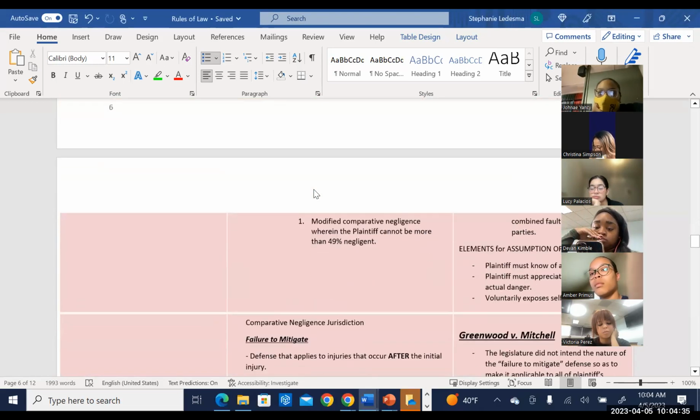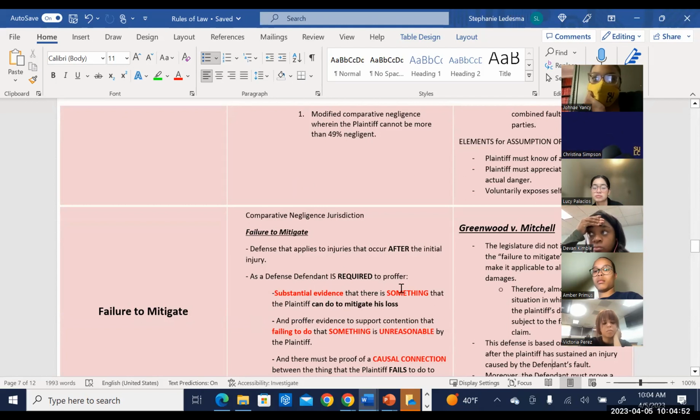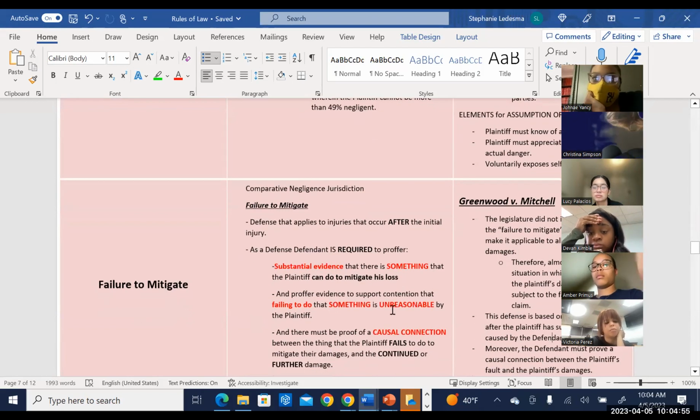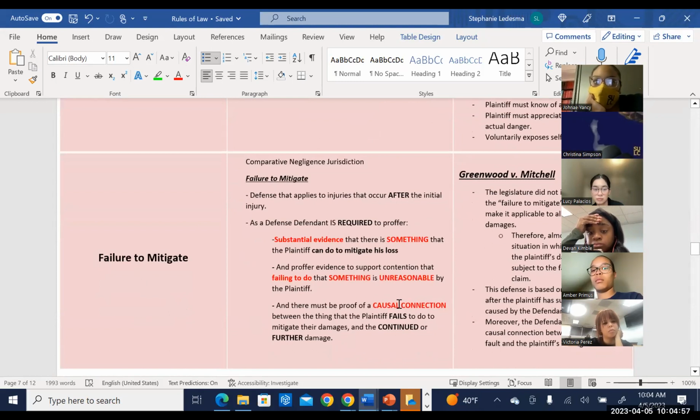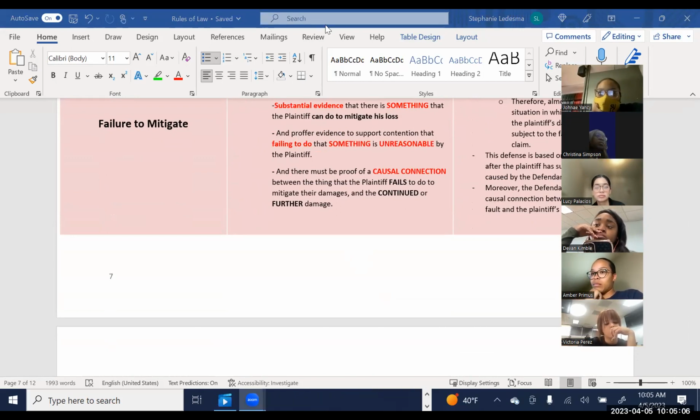So let's just go through a little bit more. Failure to mitigate. Again, I started to incorporate color only because things got to be a little bit more complicated. With the failure to mitigate, your elements are looking at substantial evidence, something that the plaintiff could have done. The something is not unreasonable. The something has a causal connection. So however you're putting the information together, make sure you're putting it together in a way that you can study from it, that you can benefit from it, that you're able to use it, and hopefully not just in this course, but in others.